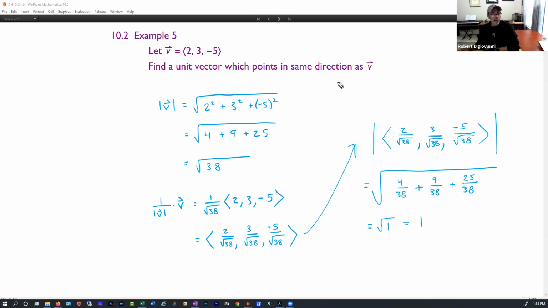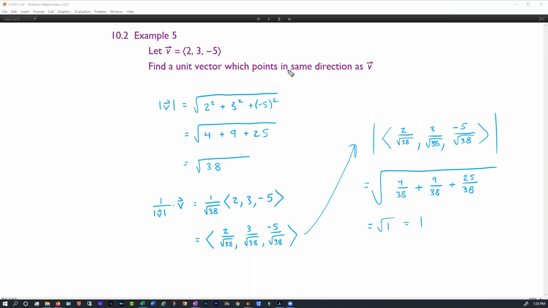Now we'll need that later. You'll need to be able to find unit vectors in the direction of a given vector. It'll be very important later for some partial derivatives that we'll be doing later. Okay, any questions? Haven't called on anyone yet today.